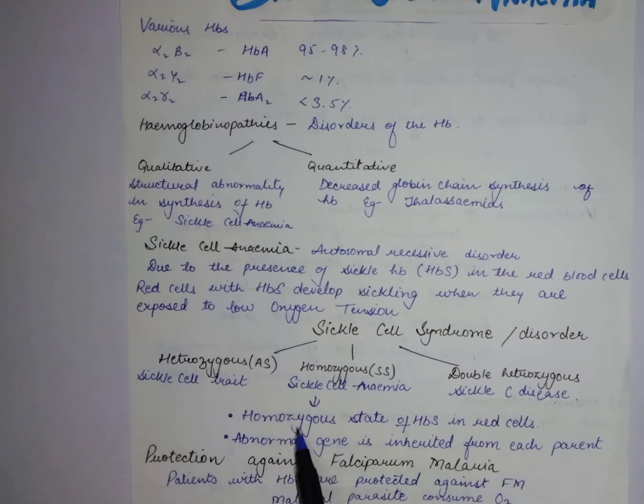Sickle cell anemia is a homozygous state of HbS in red cells. There is an abnormal gene that is inherited from each parent.